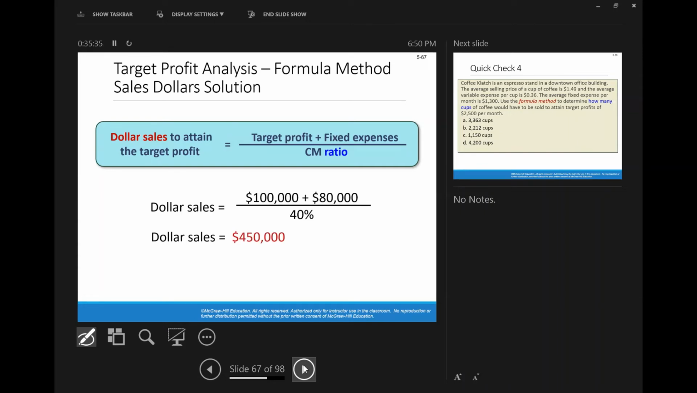And again, I think this one's easier. So we have our target profit, 100 plus that 80,000. The contribution margin ratio is 40%. So our dollars are 450,000. So if they're looking for units, you're going to use the contribution margin. If you're looking for sales, you're going to be using the contribution margin ratio.